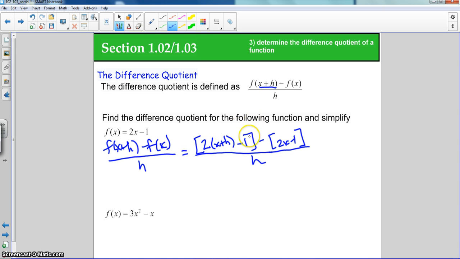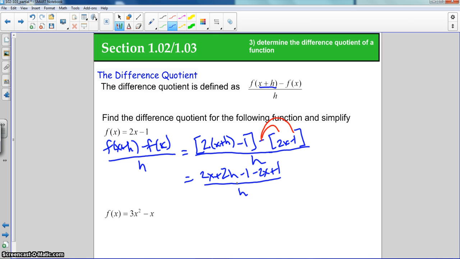Okay, and now I'm just going to do some algebra. I can get rid of these brackets, remembering to distribute the negative, and then do the simplification in here as well. Okay, so I'm going to distribute the 2, and I get 2x plus 2h minus 1. And then I have to subtract, but now remember, if I subtract this entire quantity, that means I have to distribute that to both terms. And when I do that, I get minus 2x plus 1 all over h.